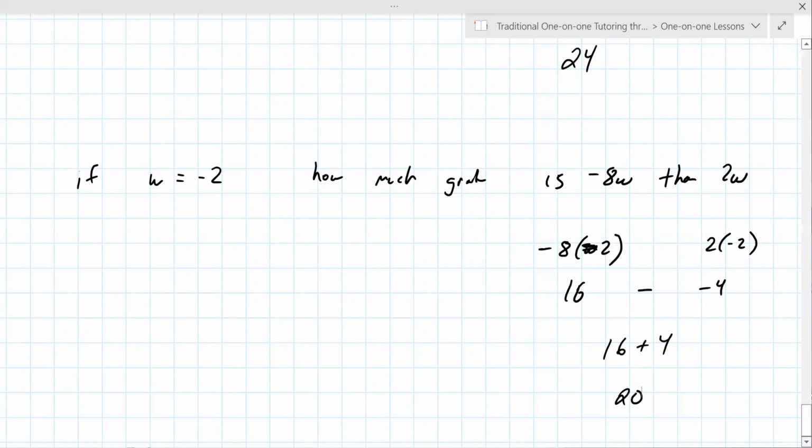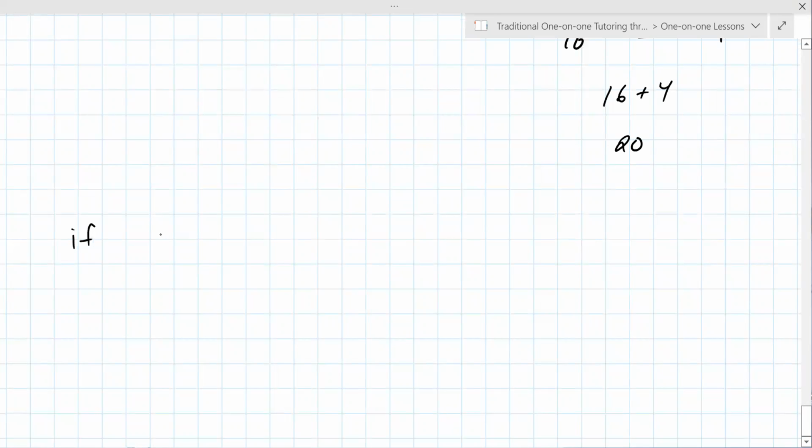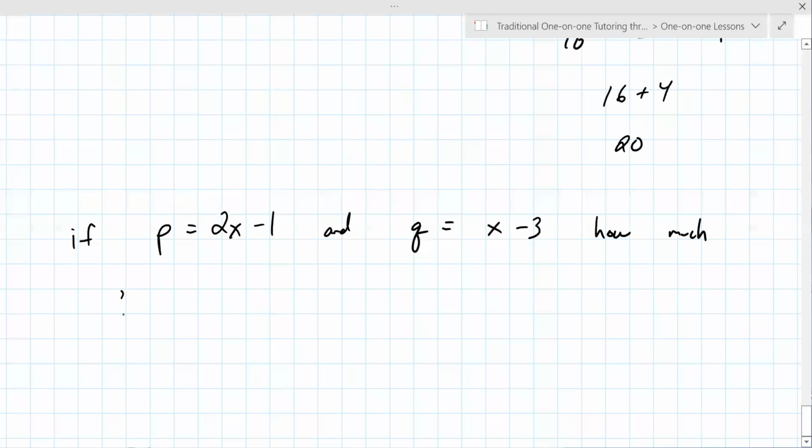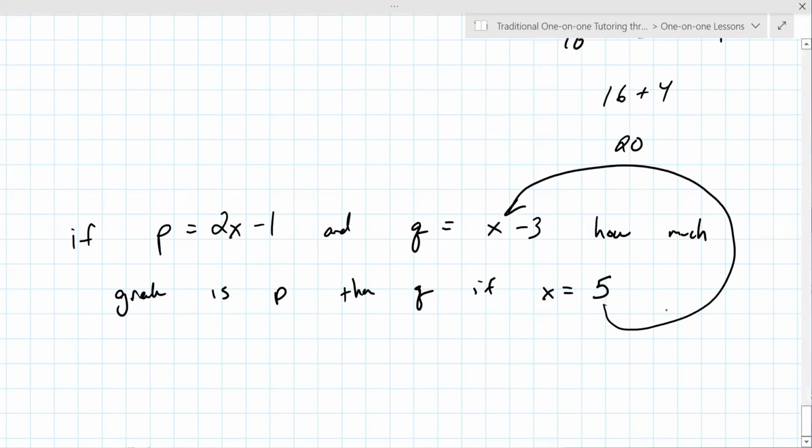So let's do this again. If p equals 2x minus 1 and q equals x minus 3, how much greater is p than q if x equals 5? It's a variation on the same problem. Where do you substitute the 5? Where do you substitute for the 5?